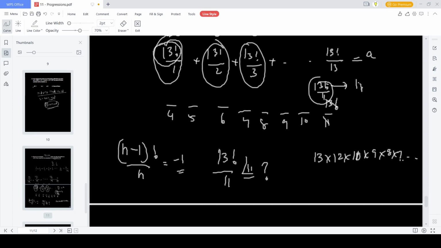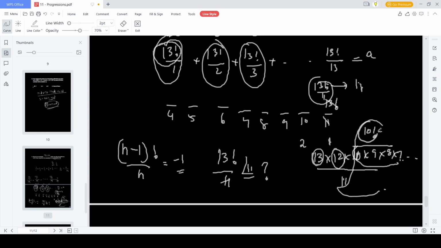So this 10 into 9 and so on, this whole thing can be written as 10 factorial. When you divide it by 11 again, because once I divided, I cancelled that 11, this becomes n minus 1 factorial by n. So this leaves the remainder minus 1. Then 13 leaves the remainder 2. 12 leaves the remainder 1. And this leaves the remainder minus 1. If I multiply all of them, I'll get the remainder of the whole thing. So it leaves the remainder minus 2.